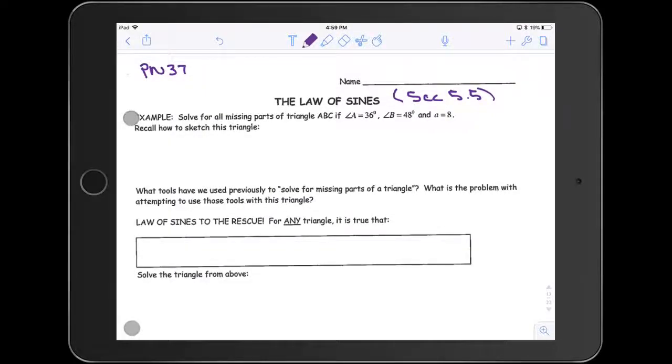Welcome, ladies and gents, to PN37, where we're going to talk about the law of sines. This is section 5.5 in your textbook. And we're going to start here with kind of a basic problem.